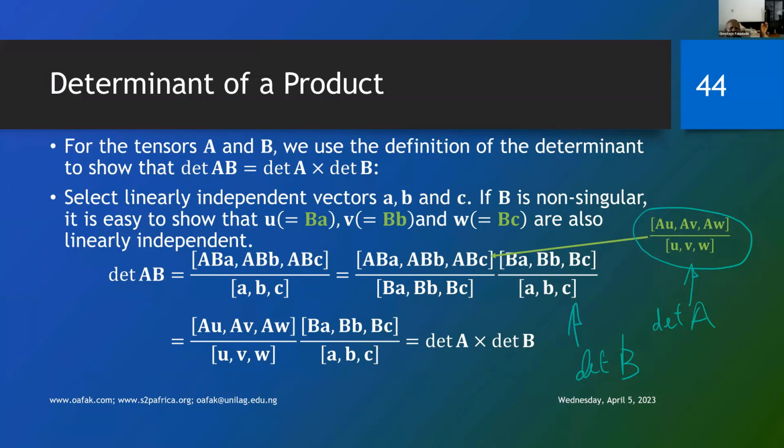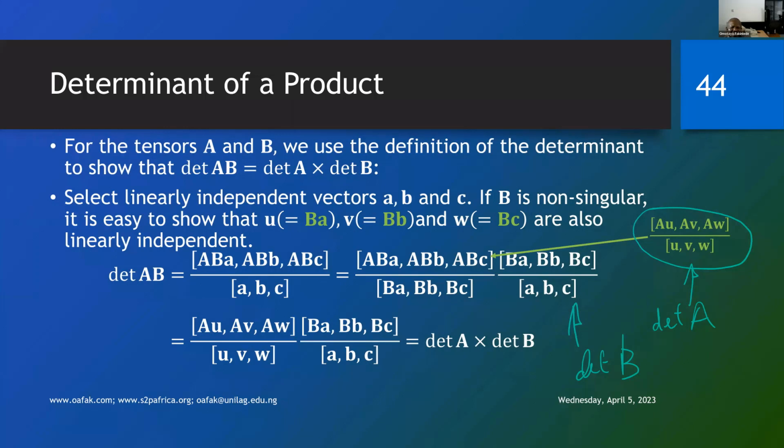determinants. If you have two tensors, A and B, multiplying each other in a composition, AB is the composition product of the two tensors. What is the determinant of that composition? We say that the determinant of the composition is the determinant of A multiplied by the determinant of B. How do you prove that to be true?